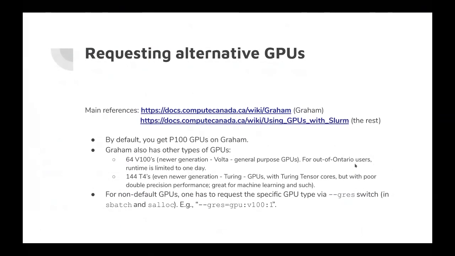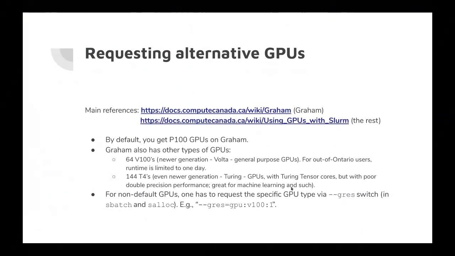If you're an Ontario user, you have a runtime limited to 1 day. And we have an even newer generation, 144 T4 GPUs, which are Turing generation. They have Turing tensor cores, but have very little support for double precision. So these are not general purpose GPUs, but they're great for machine learning and such.